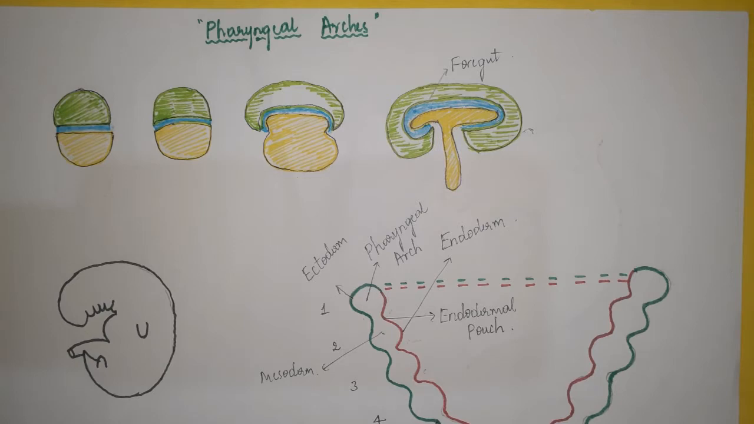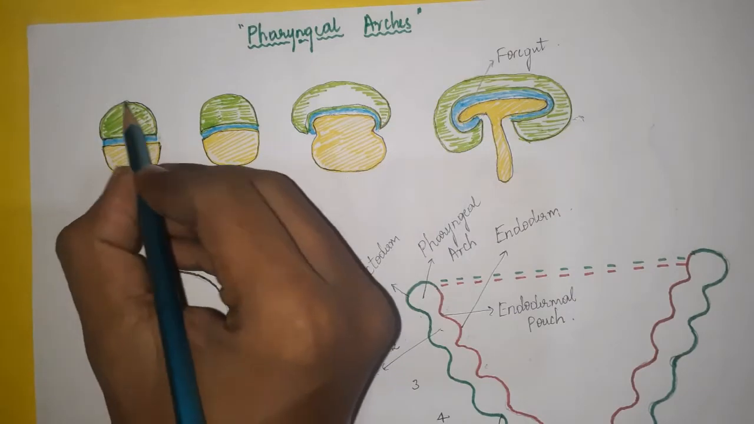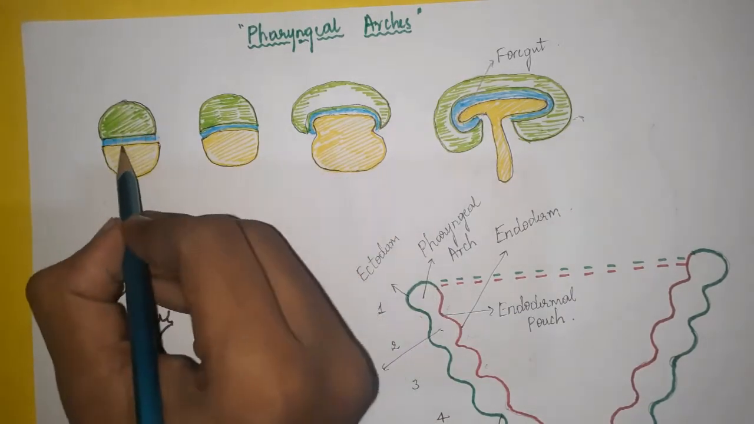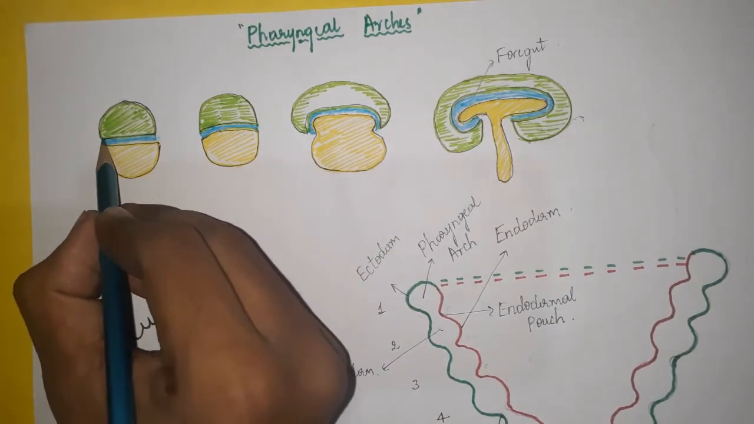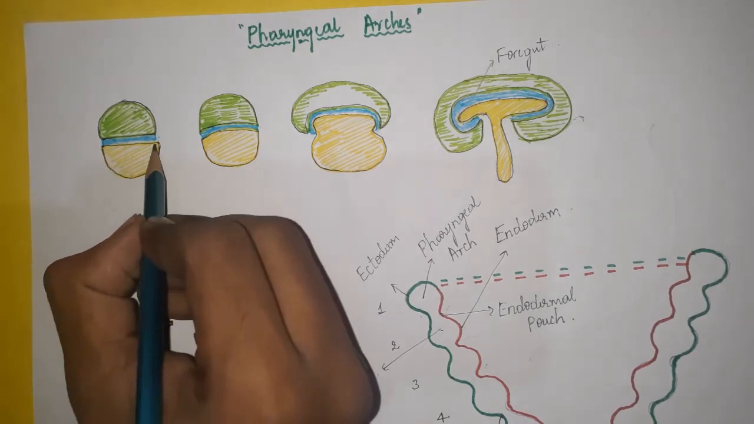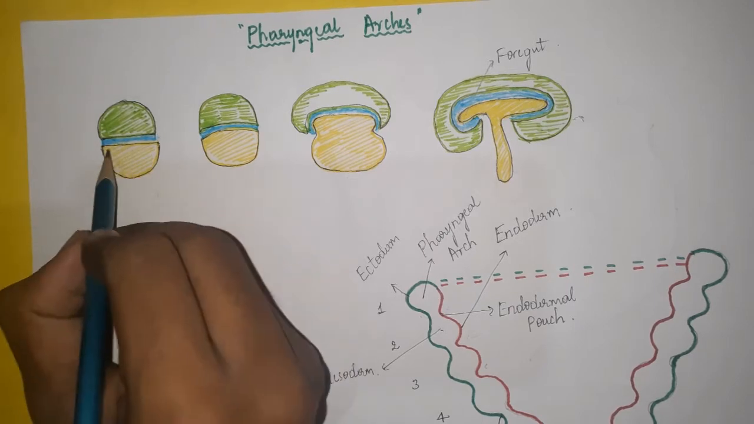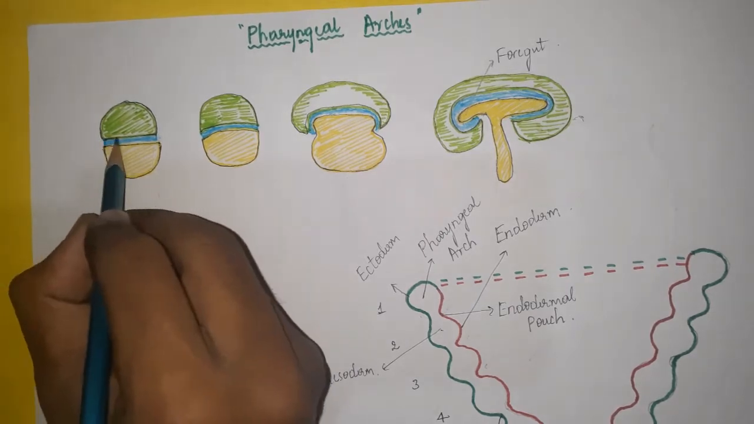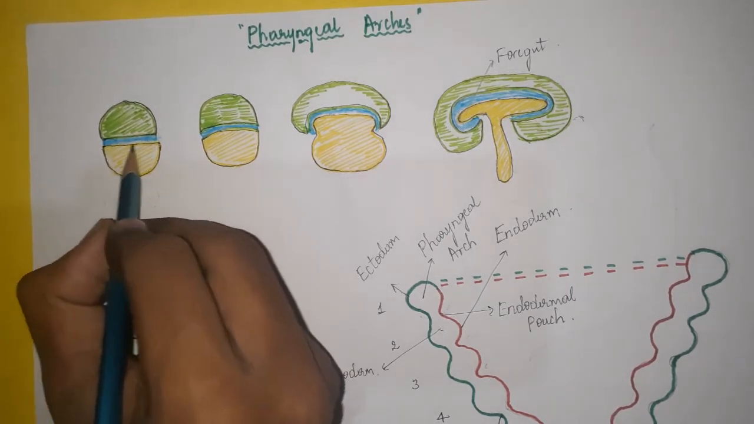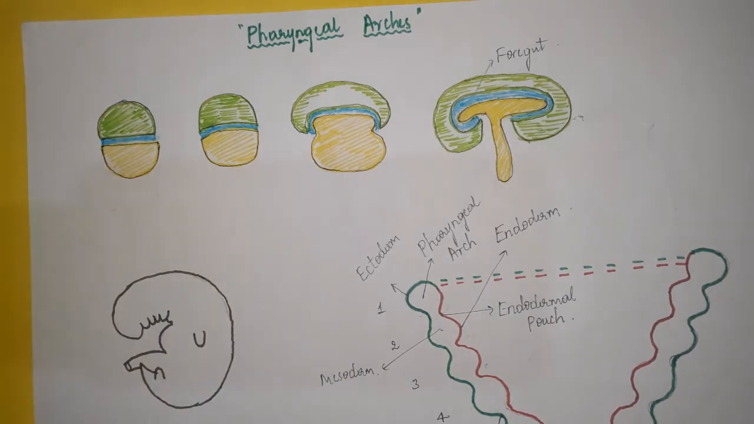See, pharyngeal arches. Before going to the definition, you should know something about foregut. Okay. See, this is the amniotic cavity. This is the yolk sac and the middle portion is mesoderm. Remember this thing. Yolk sac is lined by endoderm. Amniotic cavity is lined by ectoderm. And this is mesoderm. Ectoderm, mesoderm, endoderm. This forms the embryonic disc.